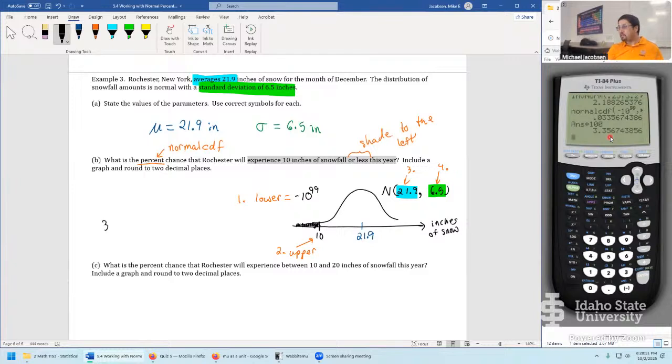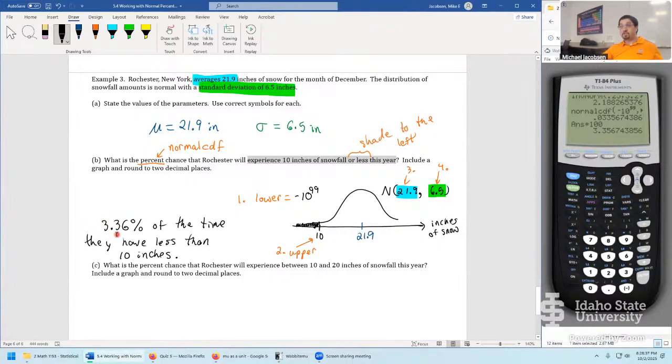So 3.36% of the time they have less than 10 inches. I wrote out a whole statement, and that's okay to do as well.